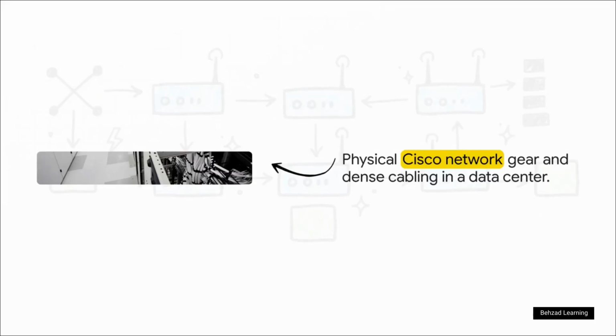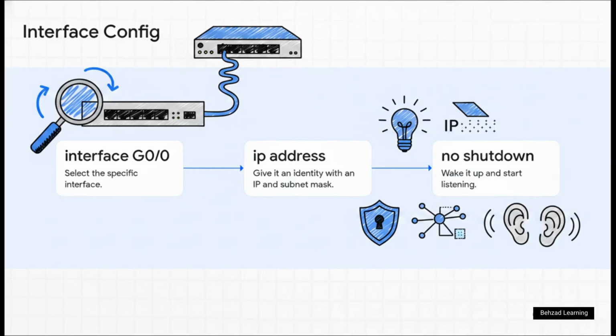Okay, so before we even touch the command line, we really have to ground ourselves in physical reality. We're dealing with dense equipment racks and actual physical copper and fiber cables. If we want our router to push packets out of, say, that gigabit Ethernet 0/0 port, we have to tell the software to actually turn on the electricity to that specific piece of hardware. And here is how we actually make that happen.